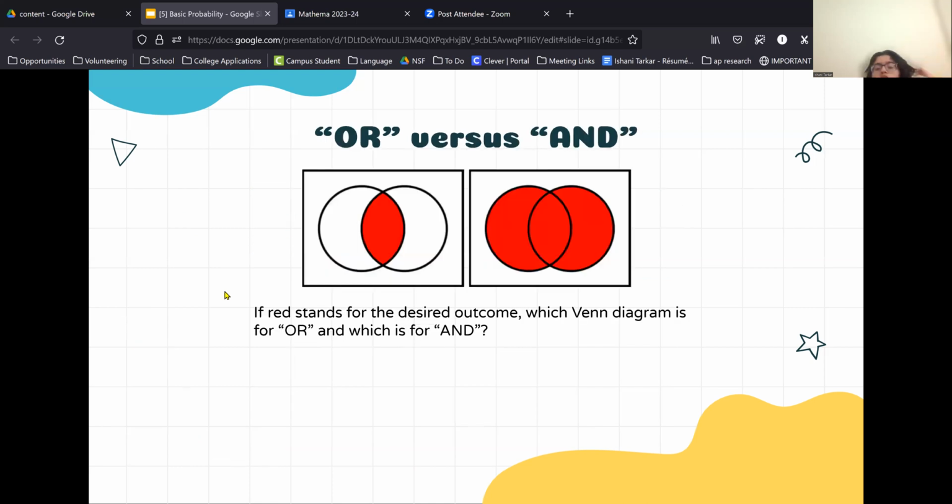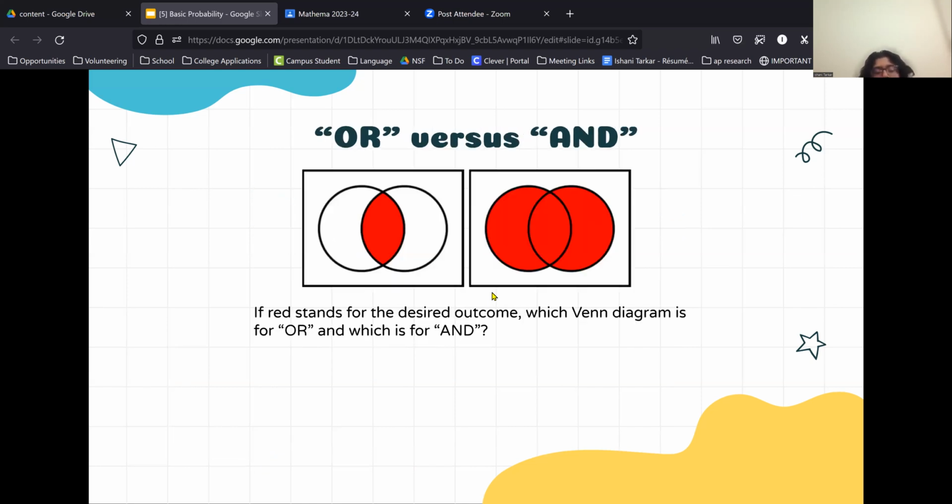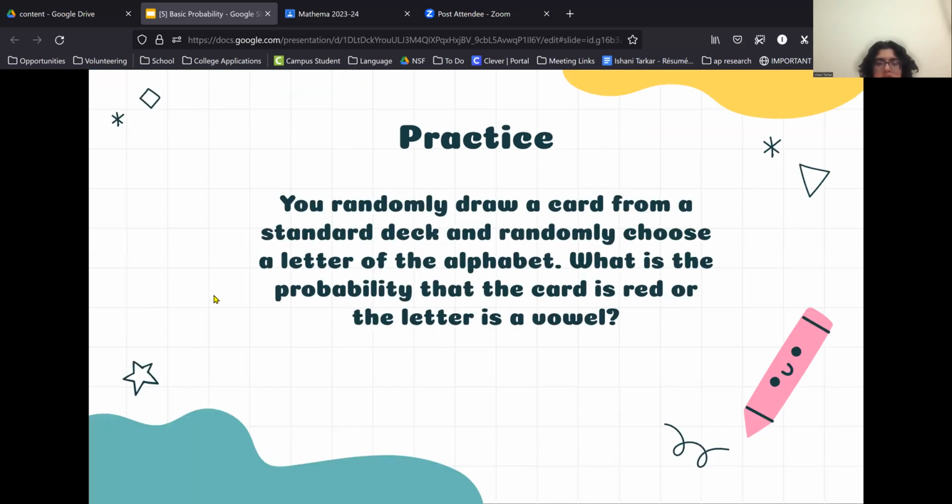Okay, so or versus and. If we had said what is the probability that the necklace is gold and platinum, then it would be 0 necklaces out of 9, right? Because none of them are a mix of both, according to the information we are given, right? But because we are asked for or, that means that what we're looking at has changed, right? We're combining multiple outcomes, whereas in and we are seeing what the intersection of those outcomes is.